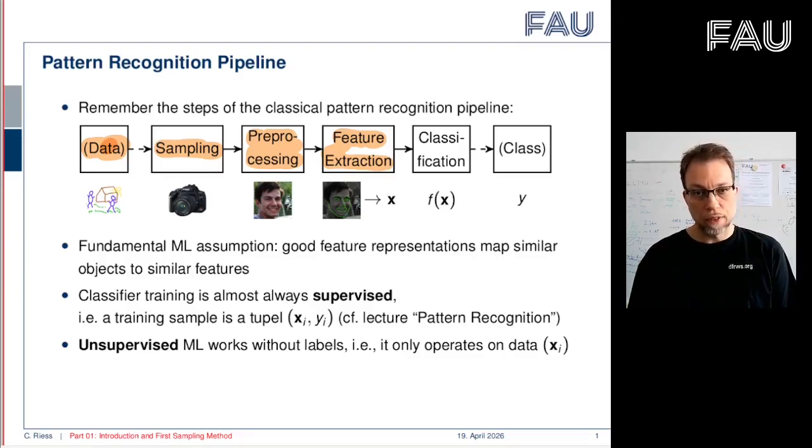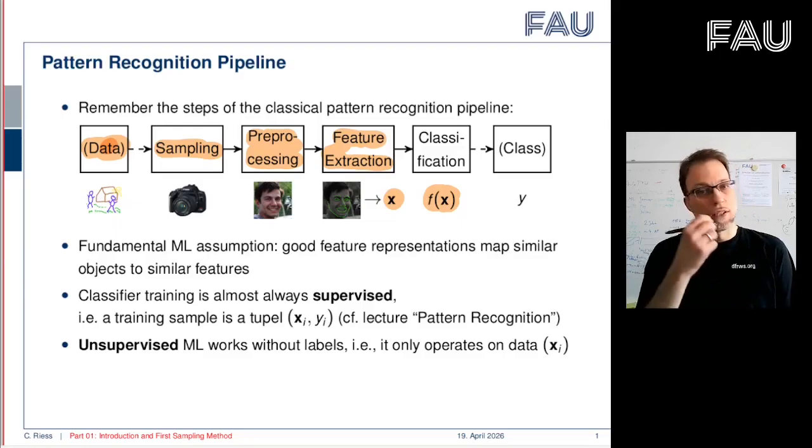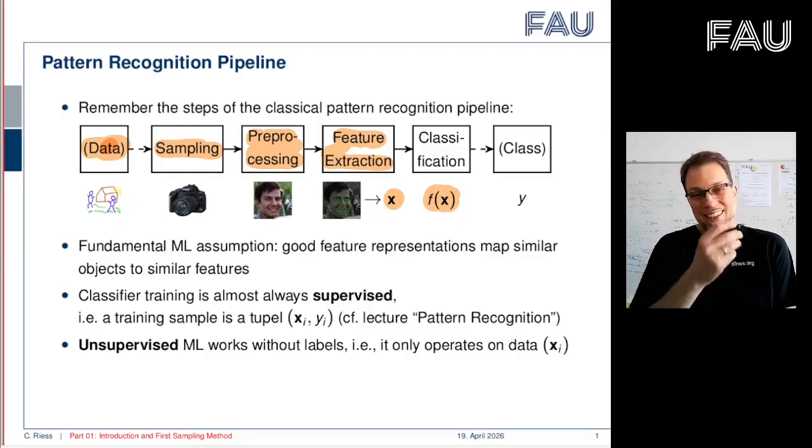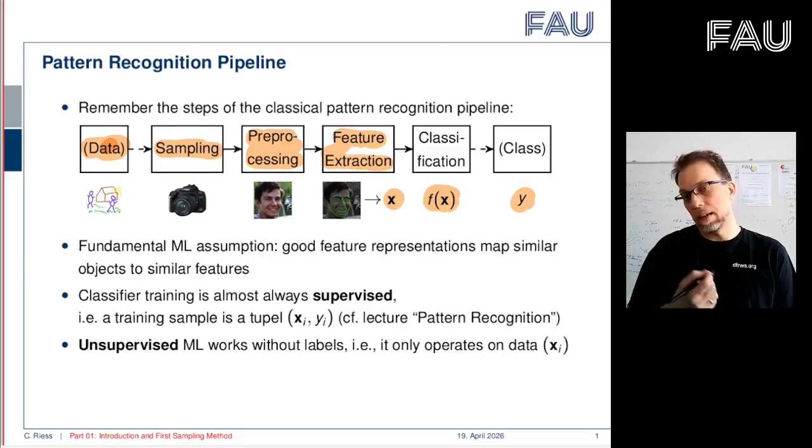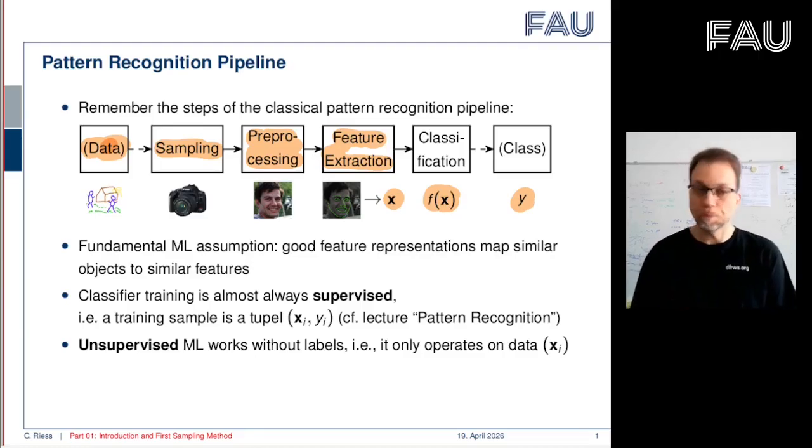So classification is done by a classifier. The feature data, this is a vector x, and the classification, this is f of x. And then the classifier says, this is a face, or this is a male face, or this is person A. Whatever the classes are that the classifier distinguishes, we just say this is Y, the class that we decide for.